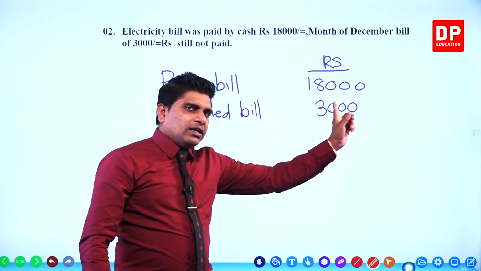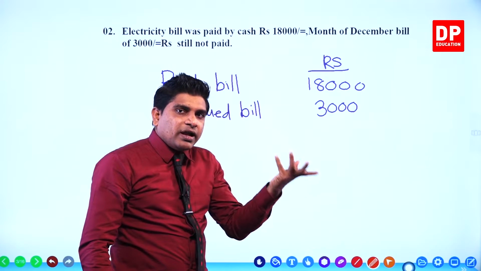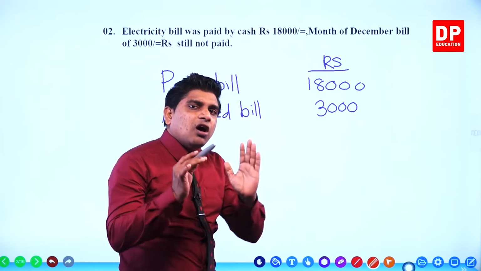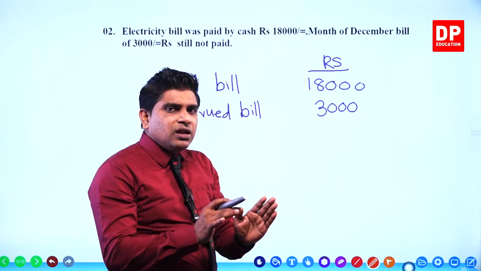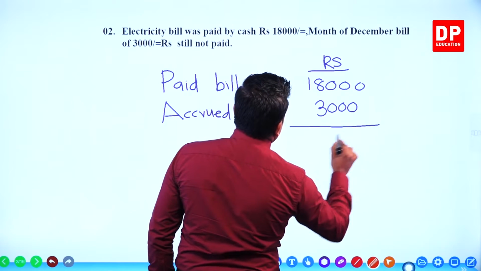Already paid 18,000. The December payment is still to be paid. We didn't pay. How much? 3,000. The total electricity bill expense for the year, how much?